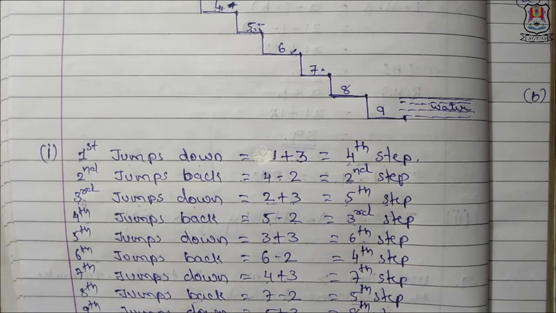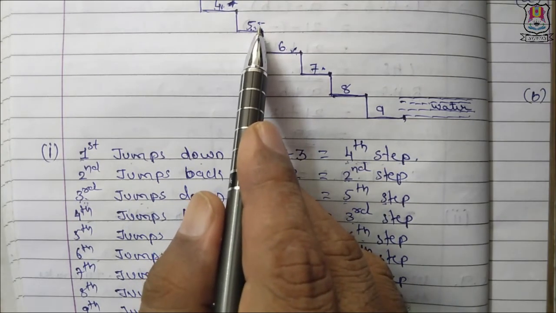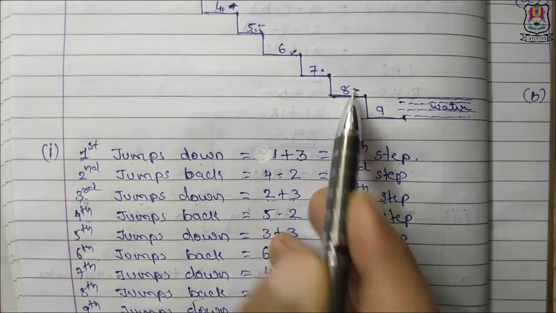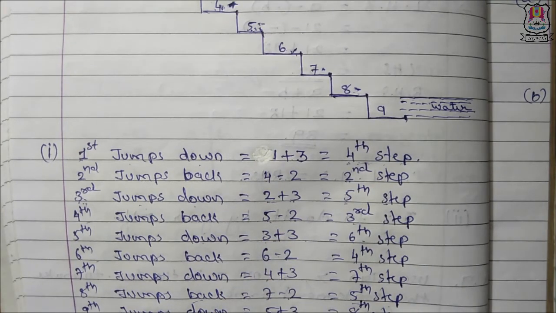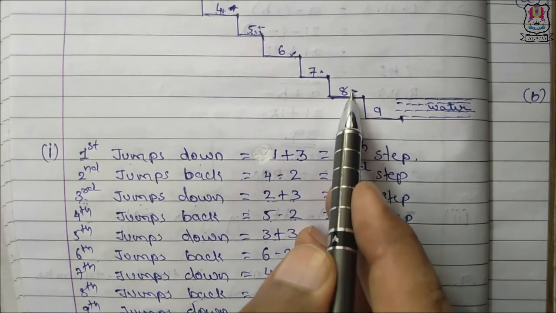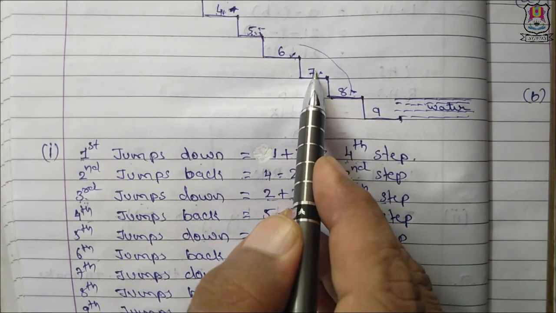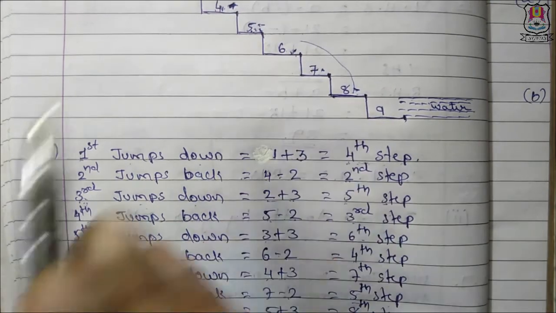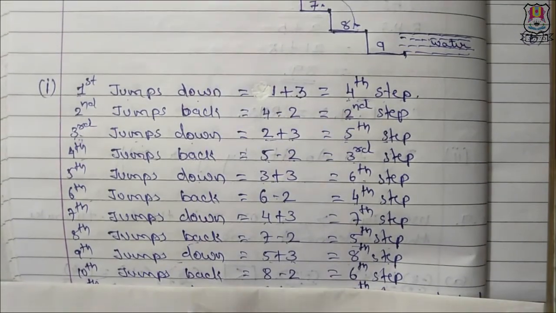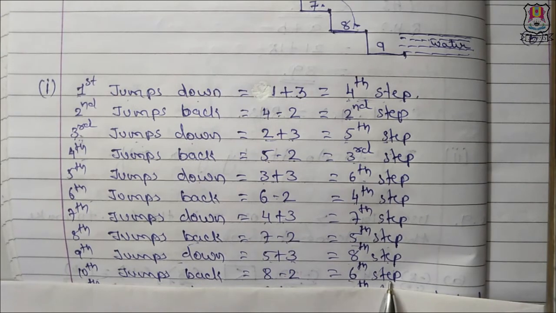Now again he jumps back downwards. So from 5th step he jumps downwards 3 steps, 1, 2 and 3. Right now he is on the 8th step. So jumps down, that is 5 plus 3, 8th step. And again he is repeating the same thing, that he jumps back from here to here 2 steps, 7 and 6. So from the 8th step, 8 minus 2, that is right now on the 6th step.